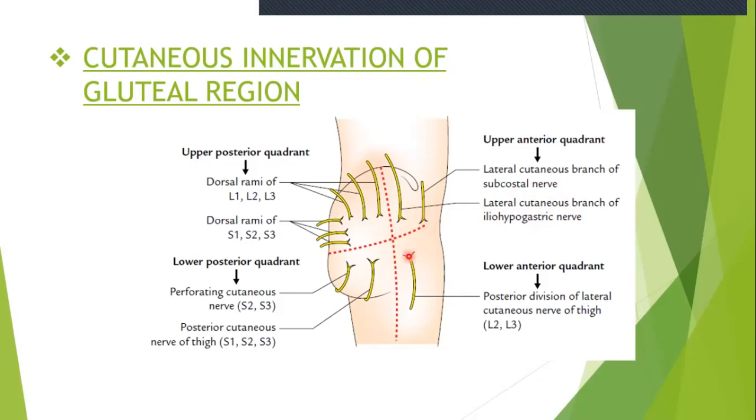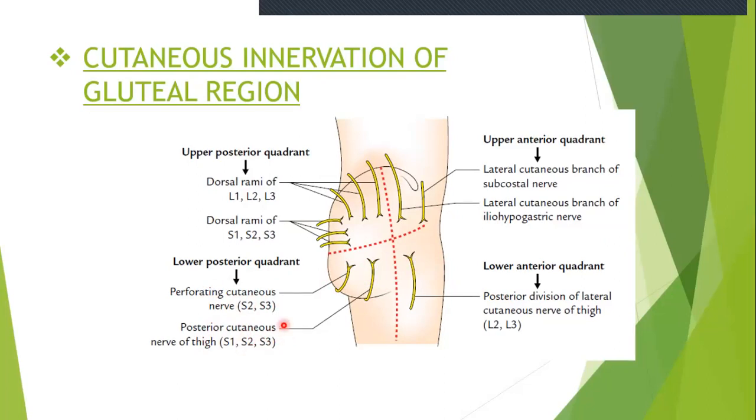Then the lower anterior quadrant is innervated by the posterior division of lateral cutaneous nerve of the thigh. Other texts will refer to this nerve as the lateral femoral cutaneous. Lateral femoral cutaneous nerve is the same as the lateral cutaneous nerve of the thigh. So its posterior division is responsible for the cutaneous innervation of the lower anterior quadrant. Then the lower posterior quadrant is innervated by the perforating cutaneous nerve, and also by the posterior cutaneous nerve of the thigh. The other name of posterior cutaneous nerve of the thigh is posterior femoral cutaneous nerve.